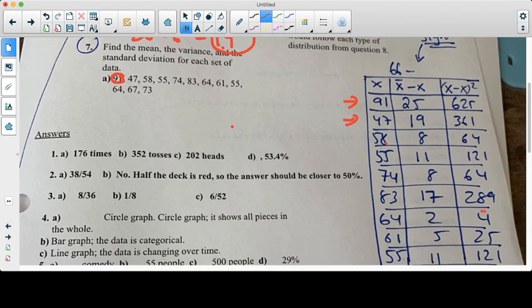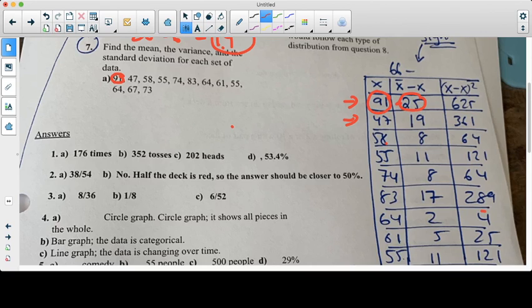Then you take your 66 and subtract it from 91, and you get 25. Now, sometimes we do it the other way around, where we take our point 91 and subtract it from 66. If you do that, your signs will be different. I didn't even put signs here, because we don't really care about this column as much as the next one. In the next column, we take this number and square it. So 66 minus 91 should be minus 25.